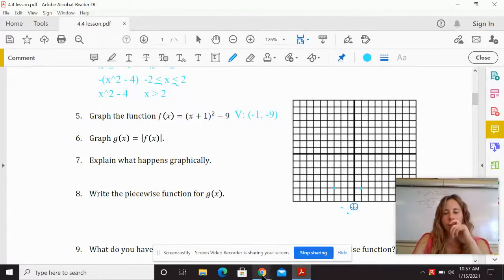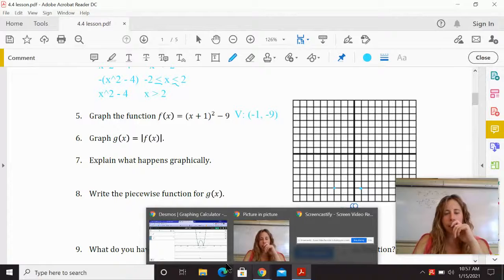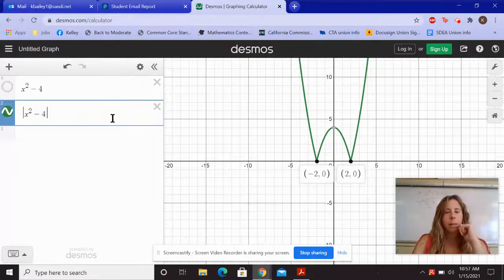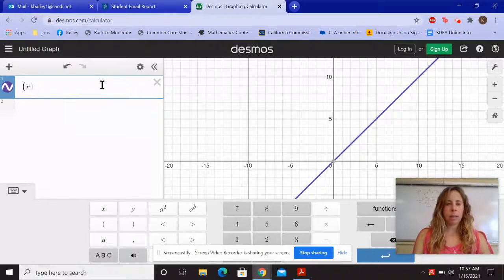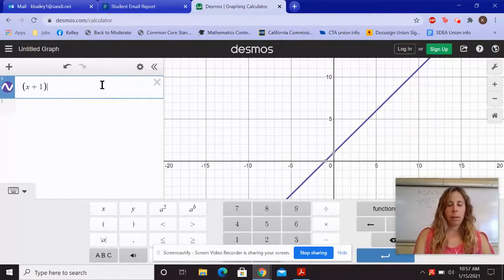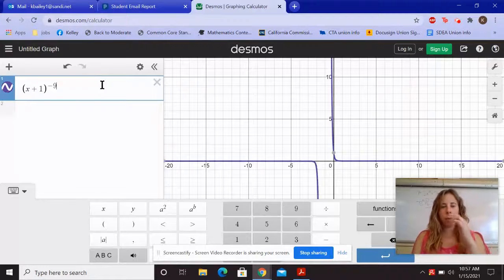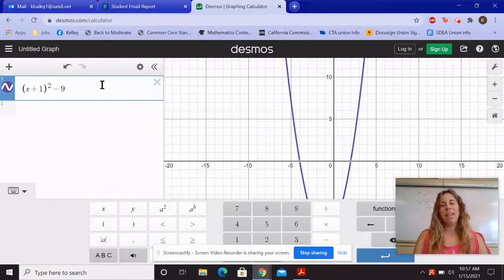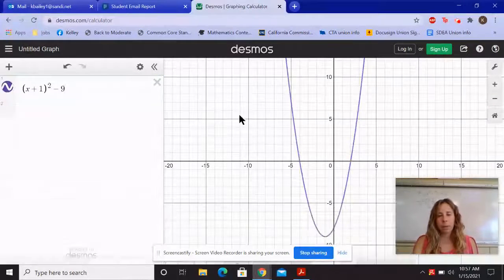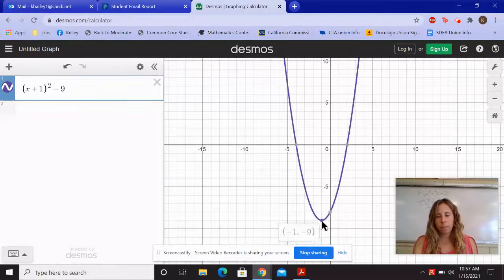I'm going to go ahead and graph it on Desmos because right now it's hard to see. You would have to graph quite a bit more. So let's get rid of these guys. And this is x plus 1 squared minus 9. So here's our graph. Vertex, -1, -9.